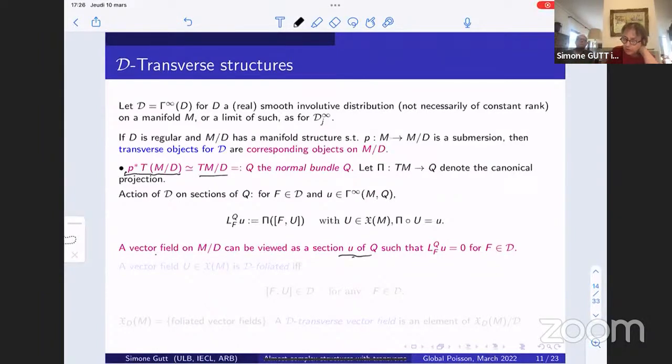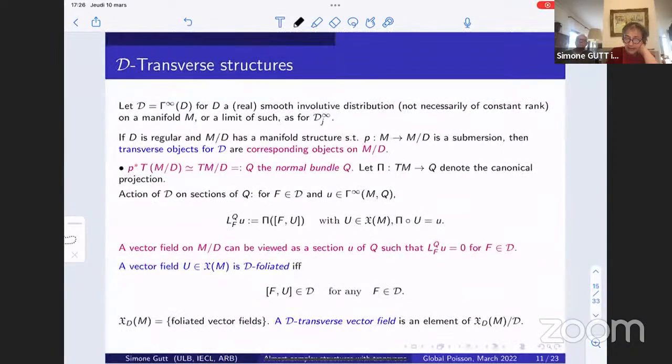What does it mean, constant along the leaves? It means that the Lie derivative of U is zero in the direction of a tangent vector to the leaves, where the Lie derivative of a section of Q is defined just as the projection of the usual Lie derivative of F, a lift of U. So a vector field on M, which projects on this section of Q, will be foliated if one has this condition that the projection is zero, so that the Lie derivative is zero. So if the bracket of F and U is in D for any F in D.